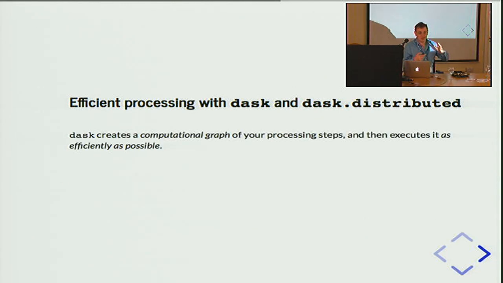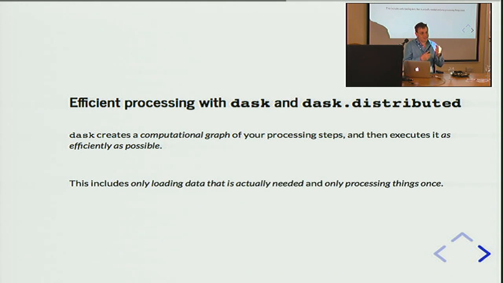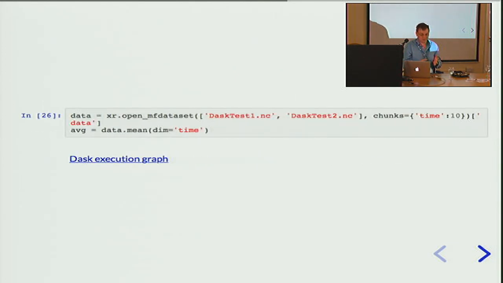So Dask is a module that basically, rather than actually doing stuff on your arrays or your data frames or whatever, it creates a computational graph saying what needs to be done and what depends on what. And then it reshuffles that graph and tries to execute it as efficiently as possible. This means it only loads data it needs to load into memory, and it only processes things once if you've got intermediate results that are used by multiple different parts of your analysis code. So it's best to explain this with an example, really.